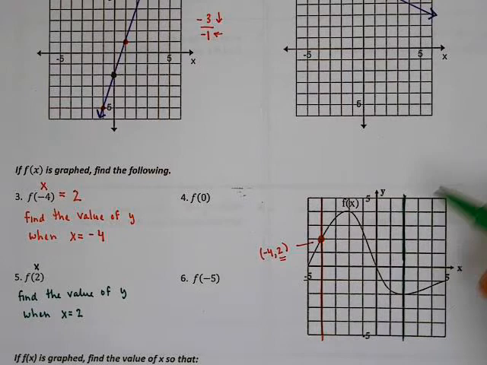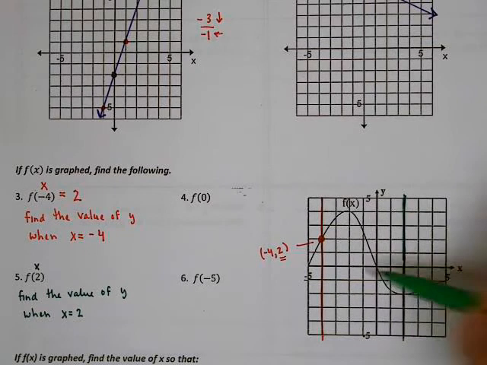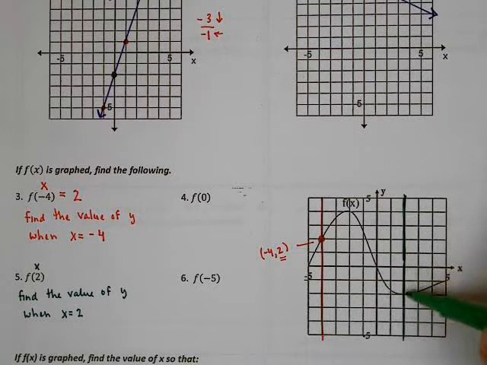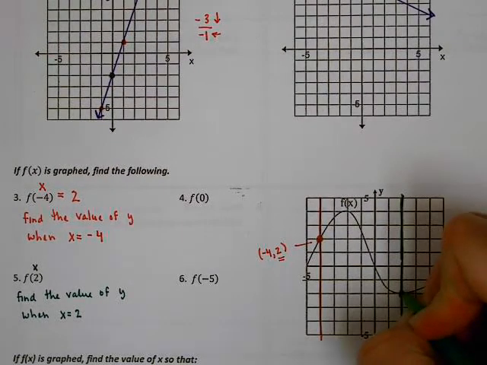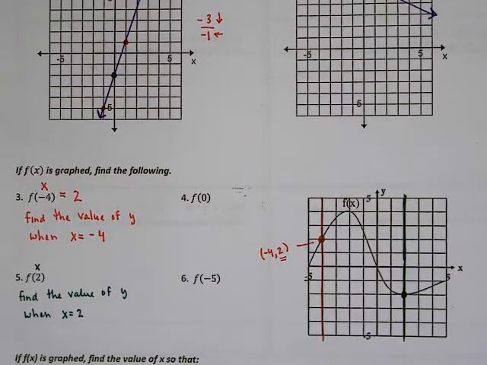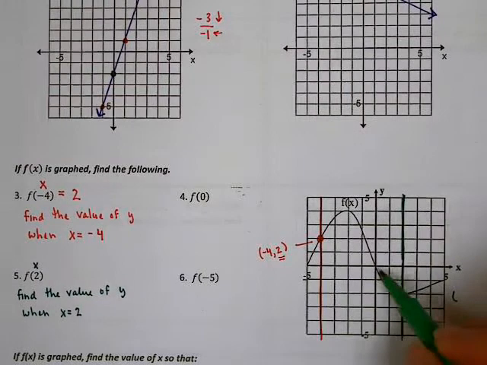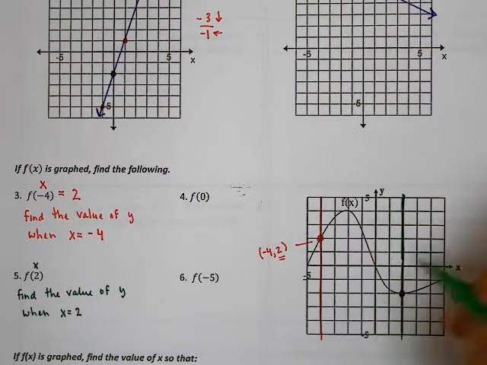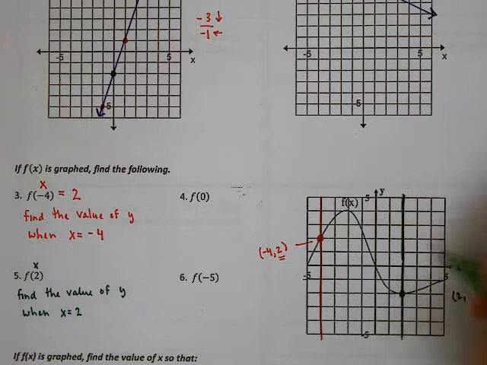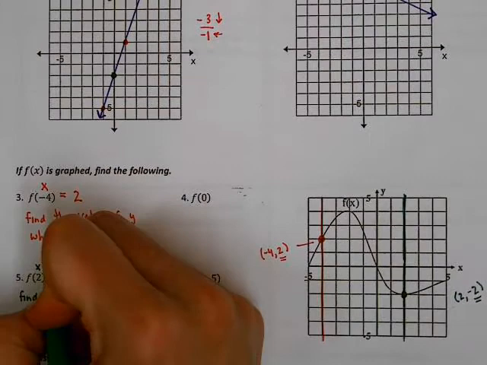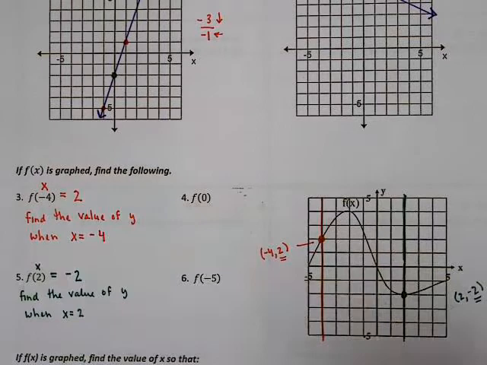And I have to figure out where this green line intersects with my graph. And so if I look, that happens at this point right here. Now the ordered pair, that green point, I know the x value was 2. So I go right 2 and then down 2. That y value is -2, so that's the answer to that question.